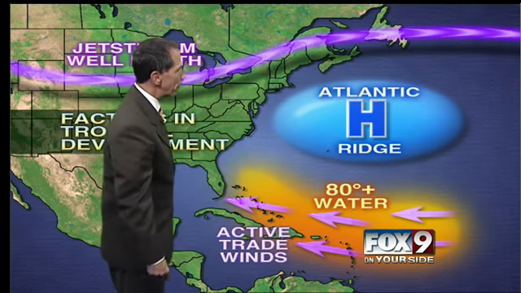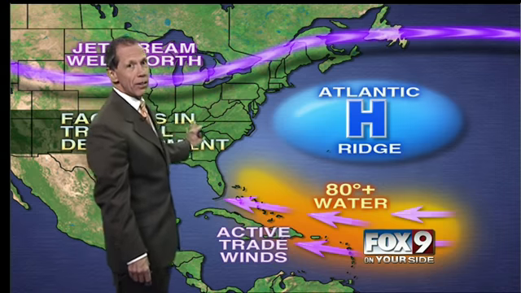You also have to have water temperatures at least 80 degrees, and we certainly have that in the Caribbean and points to the east in general. This year we did not have a lot of hurricanes because there was too much wind blowing in the upper atmosphere, kind of shearing things apart.